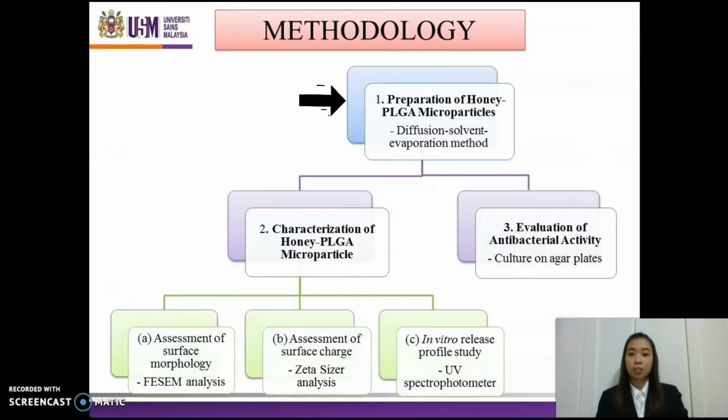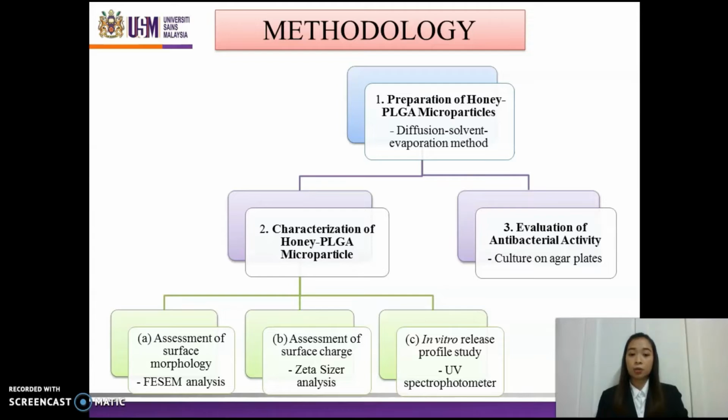Methodology. First, preparation of honey-PLGA microparticle. The honey-PLGA microparticles were prepared using the diffusion solvent evaporation method. Second, characterization of honey-PLGA microparticle. A. Assessment of surface morphology. The particle size and surface morphology were analyzed using FESEM, field emission scanning electron microscopy. And B. Assessment of surface charge. The surface charge of the microparticle was analyzed using zeta sizer analysis.